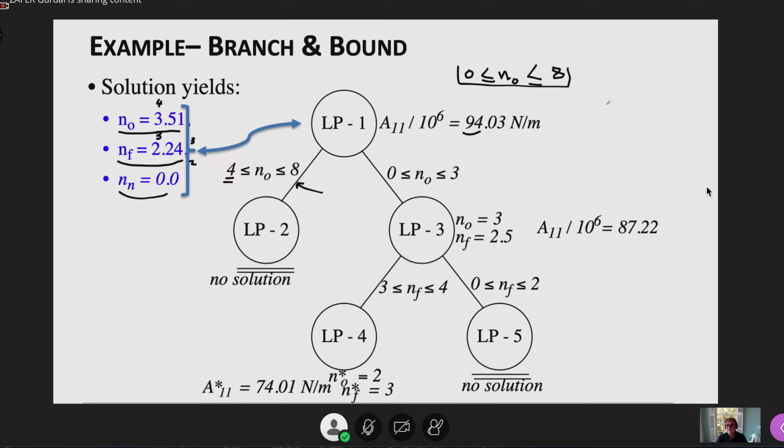By doing so, if I make a plot of the design space, let's say I'm looking at this design space and this is NO and this is NF, and the solution that I had was here, I'm basically saying you cannot be on this side of NO, you cannot be on this side of NO. And I solve this problem twice, one with this constraint, one with this constraint, and see what result I get. So that's what the second and third linear programming do. This branch solves the problem again when I force NO to be less than 3, and this forces it to be greater than 4. Okay?